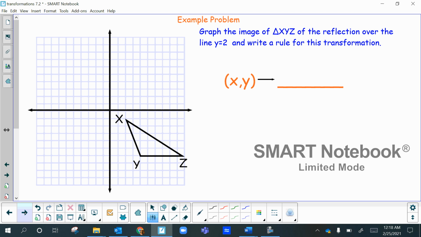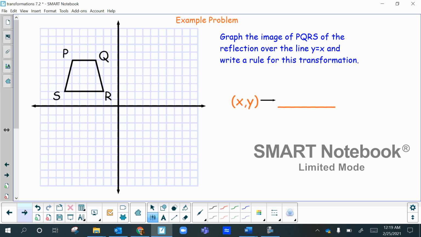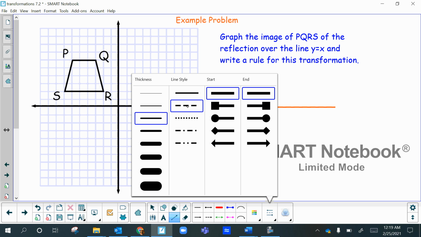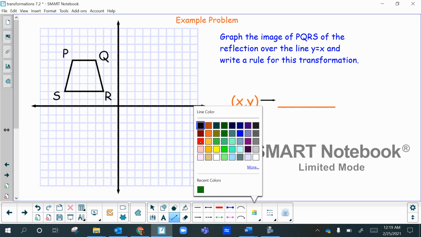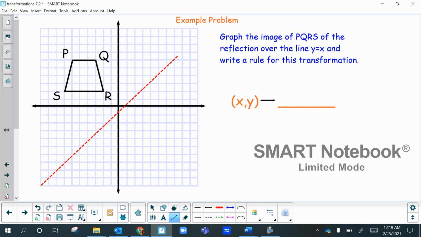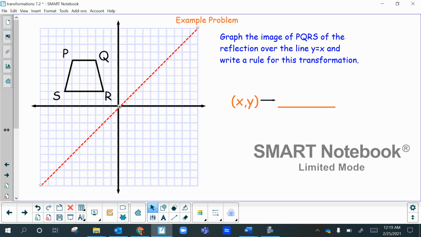This one, it says, graph the image of a triangle XYZ of the reflection over the line y equals 2. Actually, let's do this one first. Graph the image of PQRS of the reflection over the line y equals x. So graphing over y equals x. A lot of us forget what that looks like because we haven't been in algebra for a while, but the equation y equals x is like this, okay? So it goes through the origin, it has a slope of 1, and it looks like that.